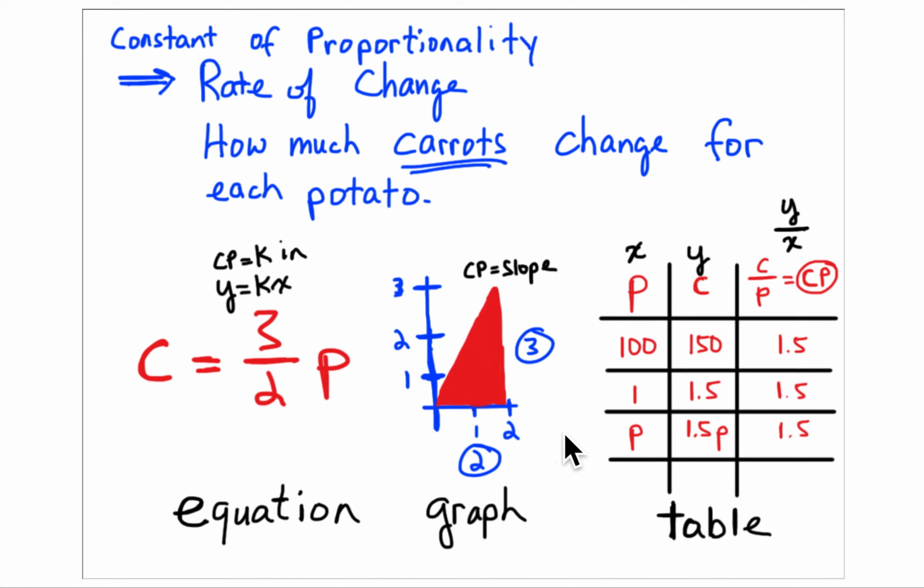That would be the unit rate. So here's the unit, 1 potato right here. And how many carrots you need? 1.5 carrots. That is the unit rate, which is the same as the constant of proportionality, which, by the way, is the same as the slope. So those three numbers get folded into the same number in a proportional relationship. So the equation, the graph, and the table.